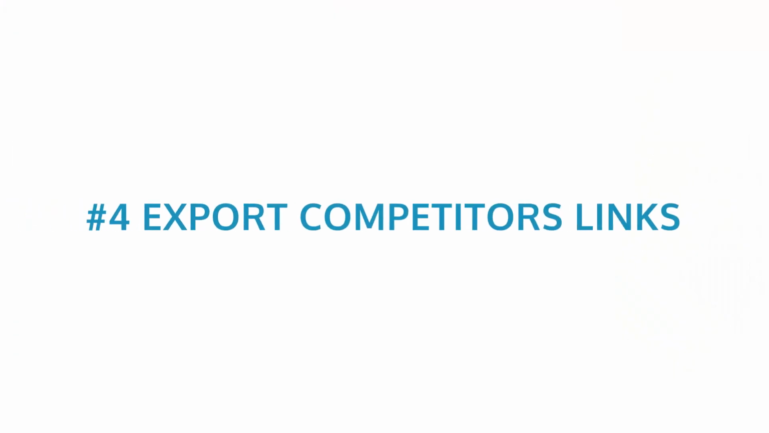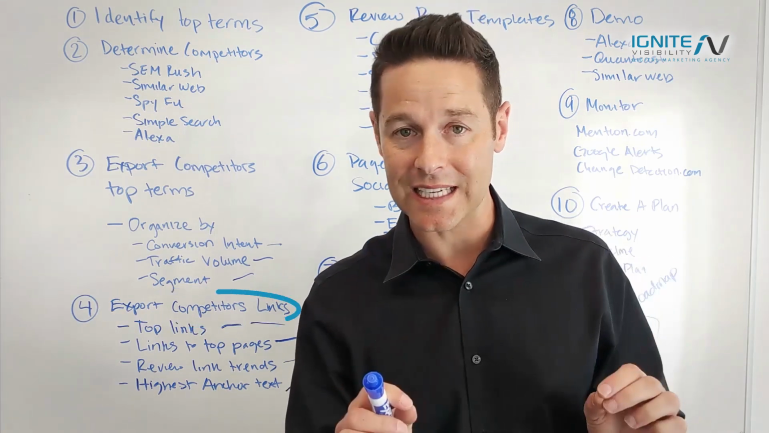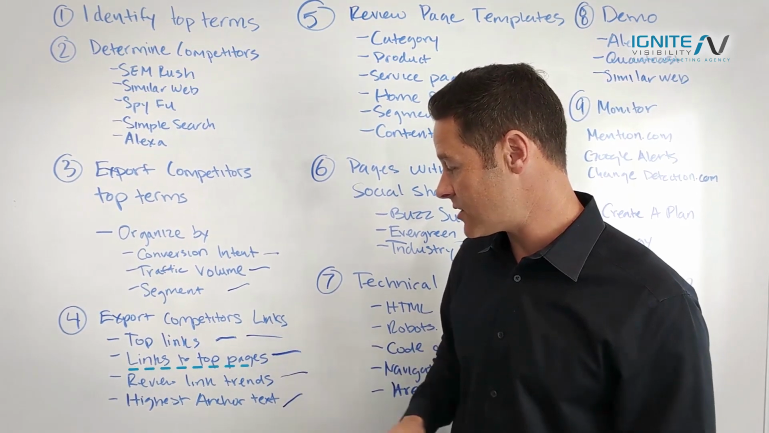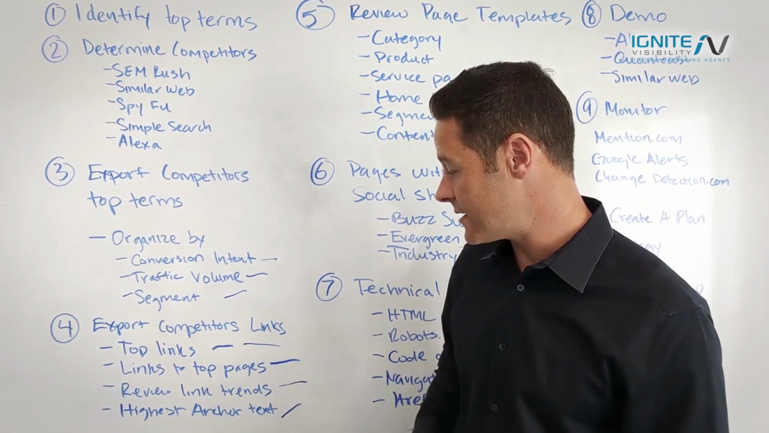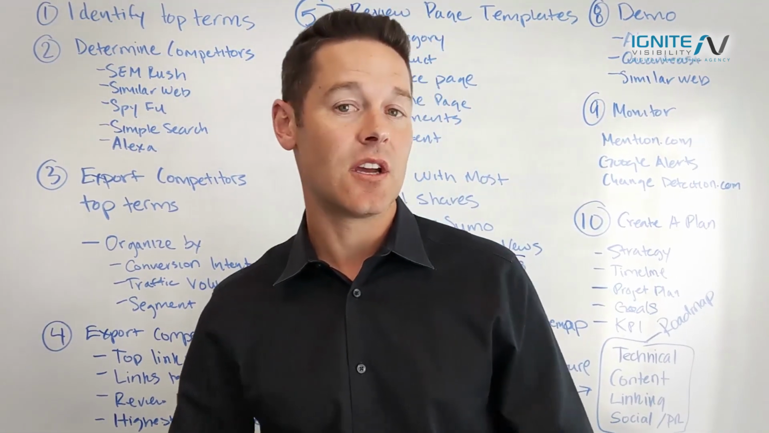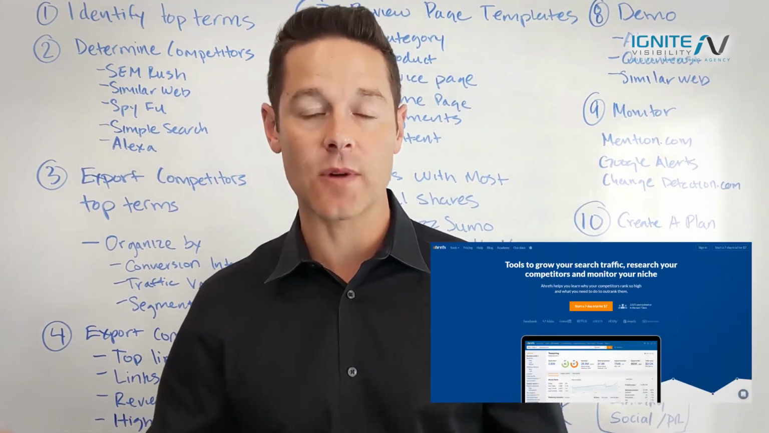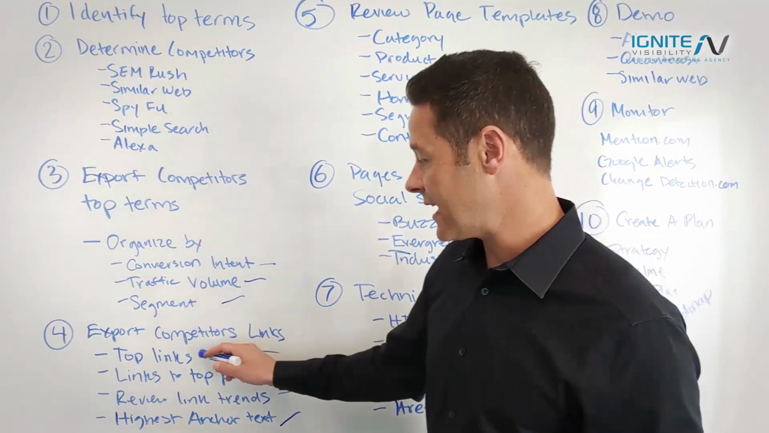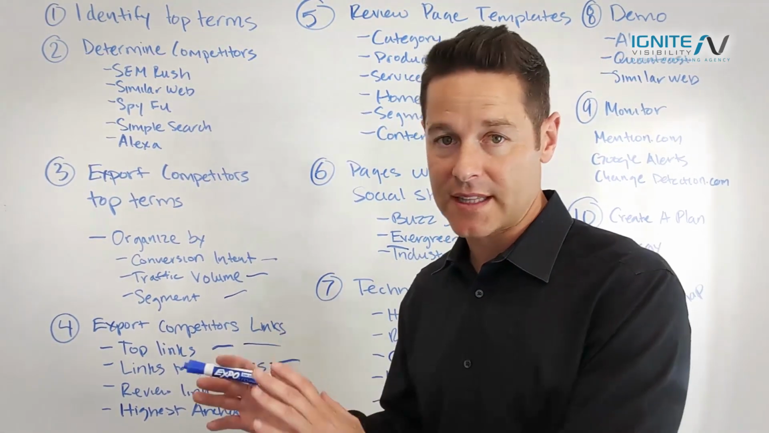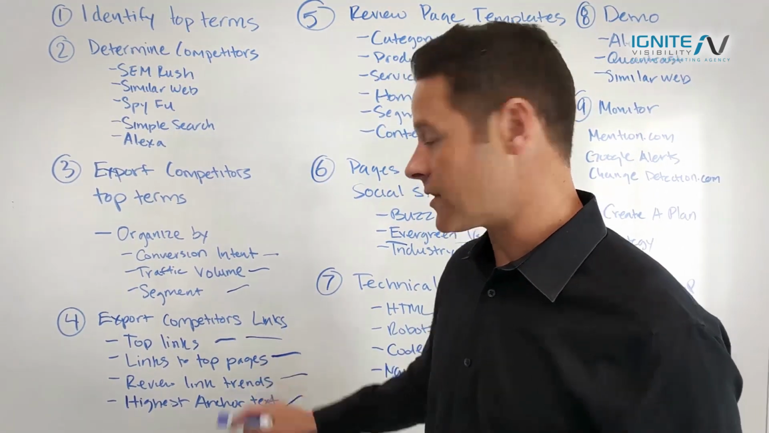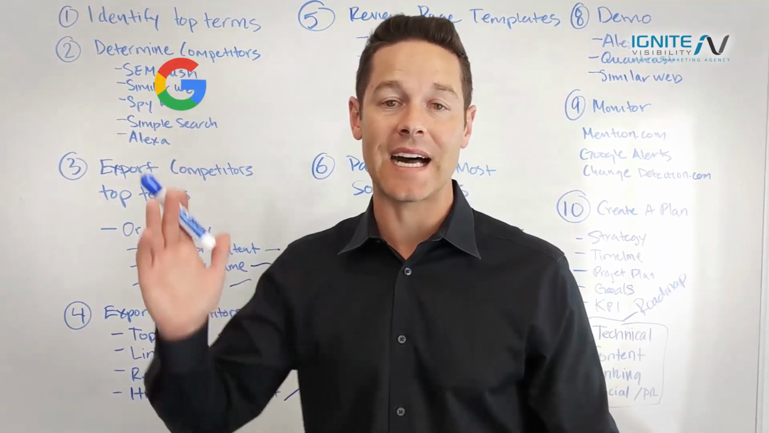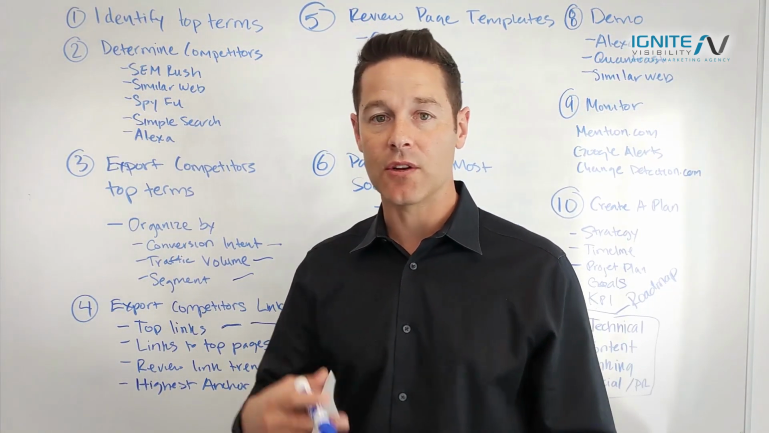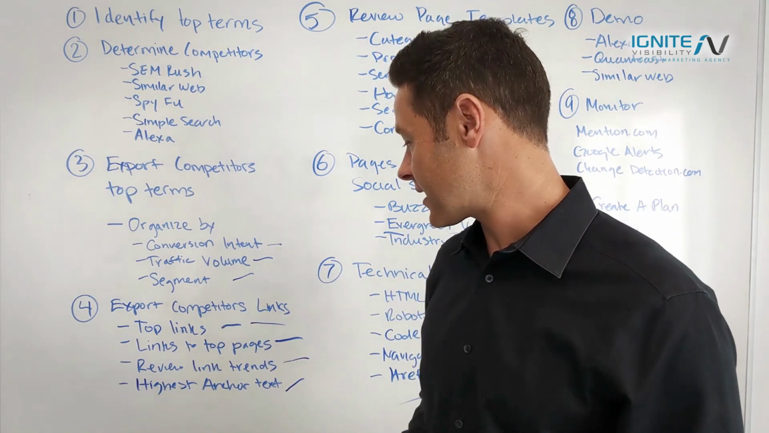Item number 4, the next thing we want to get into is the other side of the equation, which is external linking. Top links are something you're going to want to look at. Links to top pages, you're going to want to review their top linking trends, and then look at their highest anchor text. A tool like Majestic, a tool like Ahrefs, all have this information, and it's really, really powerful. By finding out the top most powerful links, we can get that, we'll come back to that later. Finding out the links to the top pages, the pages that are ranking the highest in Google and have the most authority, you can find from SEMrush, and you can find the linking from SEMrush or Majestic. And then linking trends.